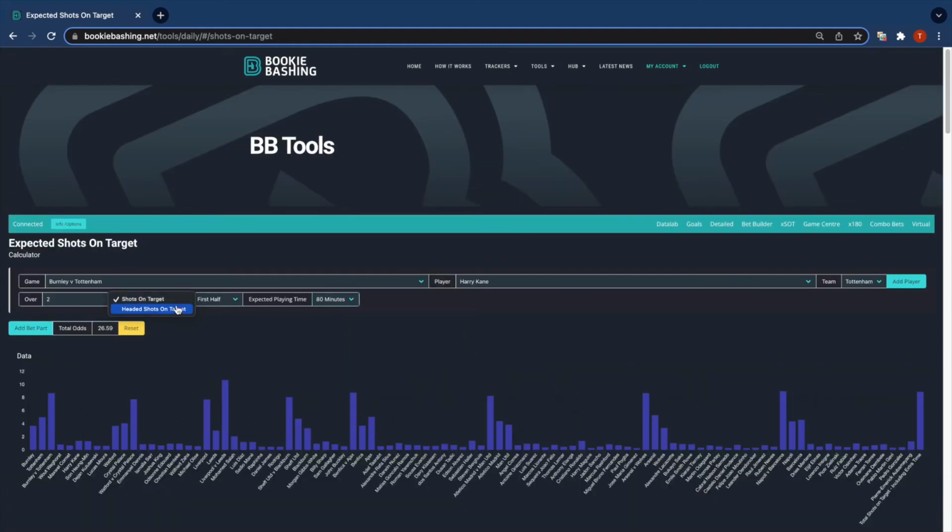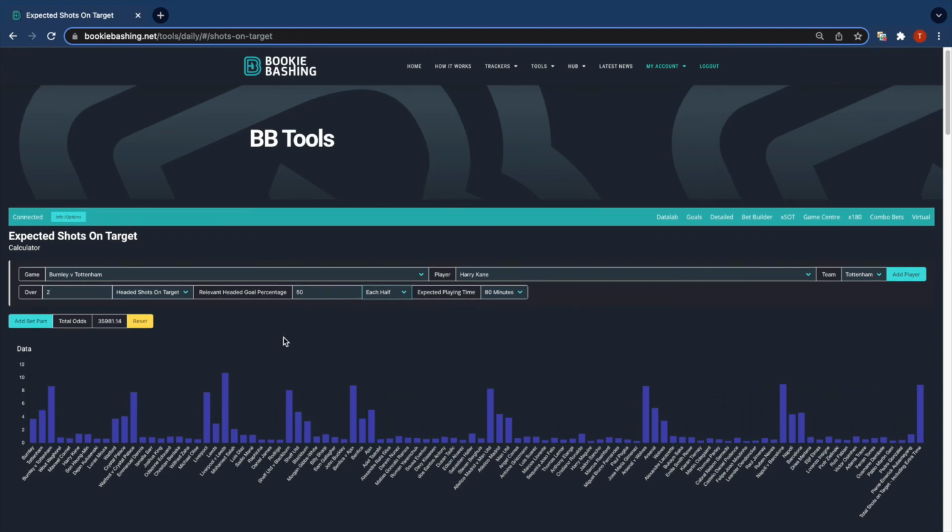We could even do headed shots on target. What the tool asks for is it asks the user to provide a relevant headed goal percentage. Let's say that's 50%. Let's change that to the match. So Harry Kane to have 3 or more headed shots on target is 30.36 if he gets 50% of his shots on targets with his head. That's up to you to define. We could do second half. We could do each half, 36,000 to 1 for him to get lots of headers tonight against Burnley.